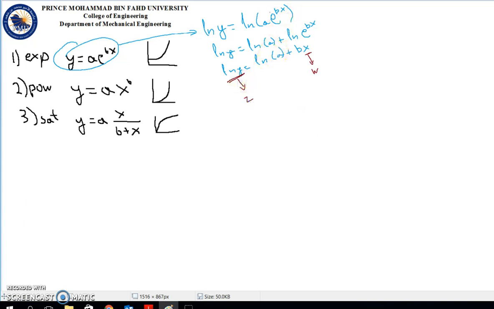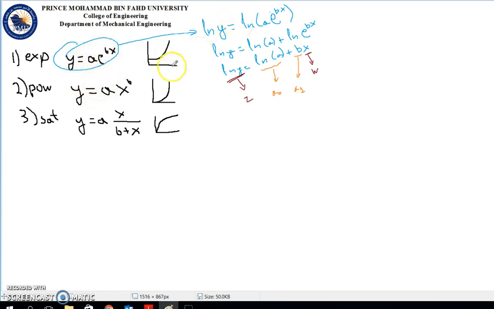We renamed x to w and ln y to z. Then we used the linear regression expressions to calculate a1 and a0, and then we worked backwards to calculate a and b. So that's how we linearized the exponential model.